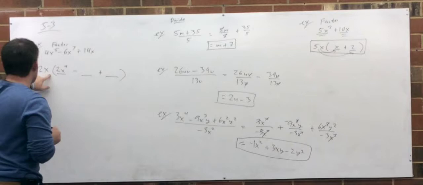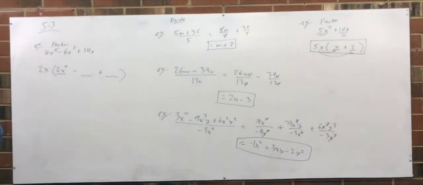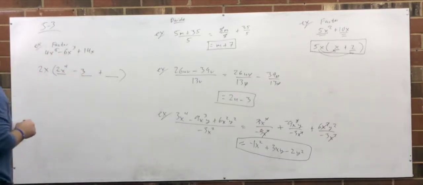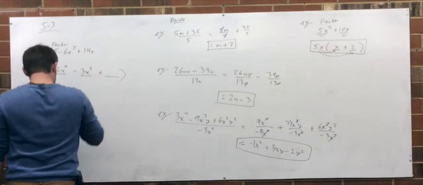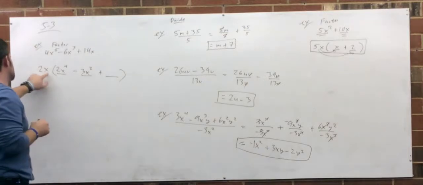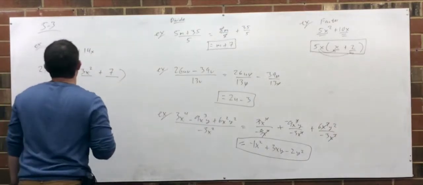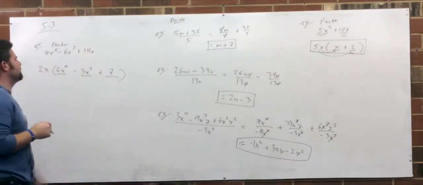This term we need to figure, what do we multiply 2x by to get 6x cubed? Well, we know 2 times 3 gives us 6. We've got 1x here, which means we need 2 more to get back to the original. And then lastly, what do we multiply 2x by to get 14x? Well, we know 2 times 7 gives us 14, and we already have the x in place.